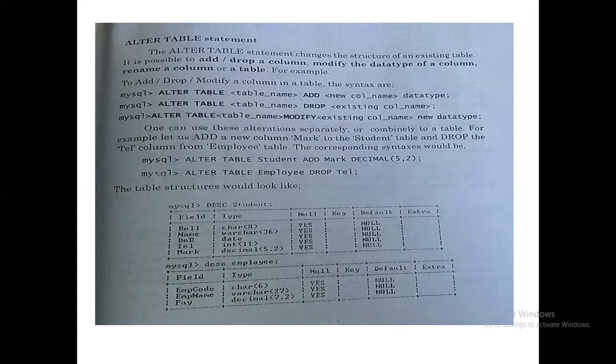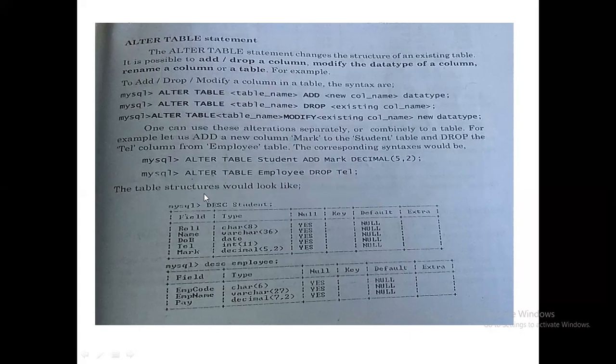For example, let us add a new column marks to the student table and drop the telephone column from the employee table. The corresponding syntax would be alter table student add marks decimal 5.2. So जो marks column था, I want another separate column marks in the student table. So alter table student add marks decimal, where decimal is the data type and this is the size. Alter table employee drop. So employee table में जो टेलीफोन नंबर था टेल कलम को हम ड्रॉप करना चाहते हैं और डिलीट करना चाहते हैं तो alter table employee drop टेल.